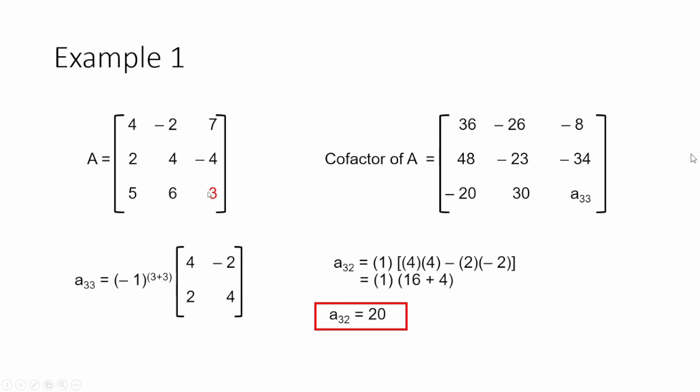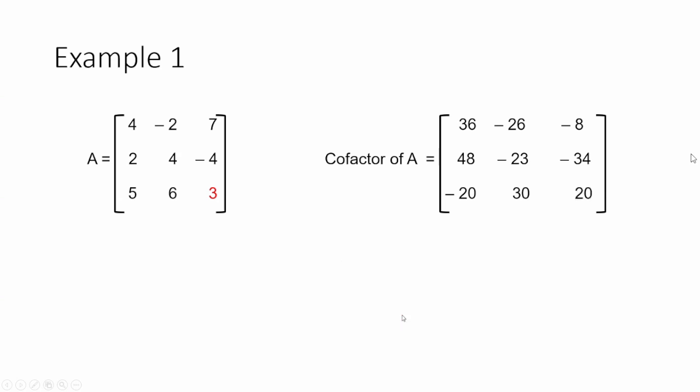Third row, third column, that's equal to negative 1 raised to 3 plus 3. Tapos, since ito yung concern ko, matitirang minor matrix ko ngayon, ito. 4, 2, negative 2, 4. So that's negative 1 raised to the 6. That's equal to positive 1. 4 times 4 is 16 minus 2 times negative 2. That's negative times negative positive 4. 16 plus 4, that's 20. So that is your cofactor.